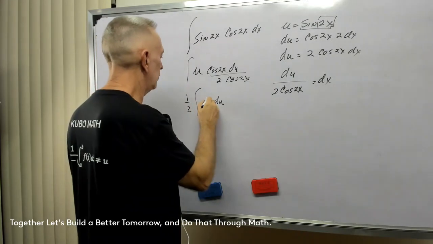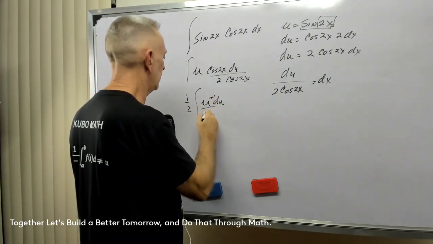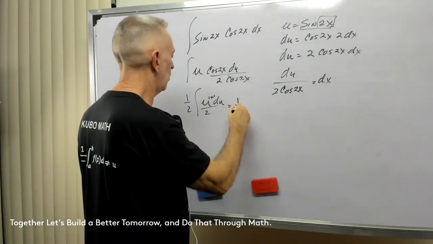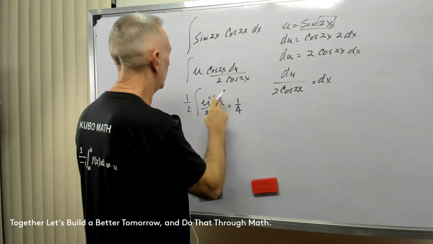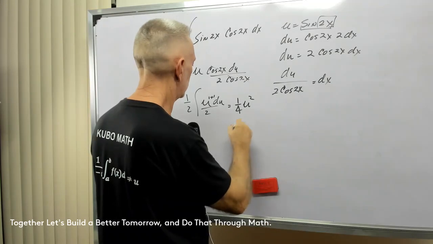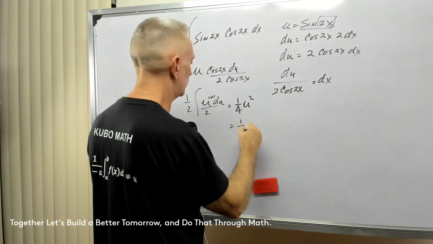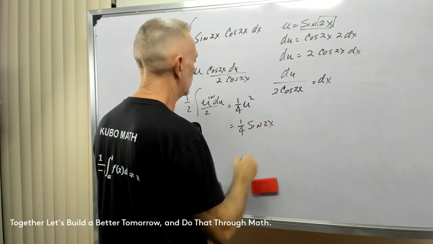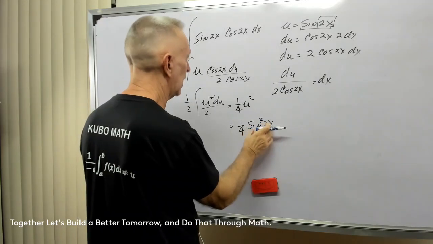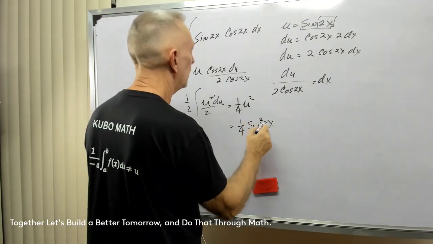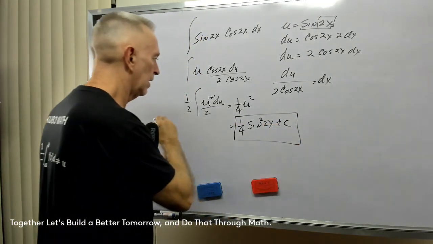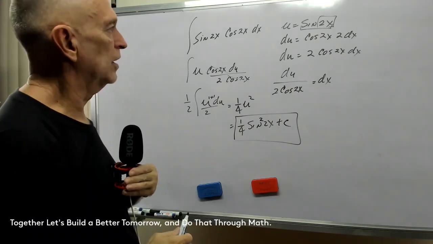So that's u to the first. I'm going to increase that by 1, divide by it. So now I have 1/2 times 1/2 gives me 1/4 u squared. Okay, so that's 1/4 u, which is sine 2x, and that is squared, because u is sine 2x, squared, plus c. 1/4 sine squared 2x plus c.